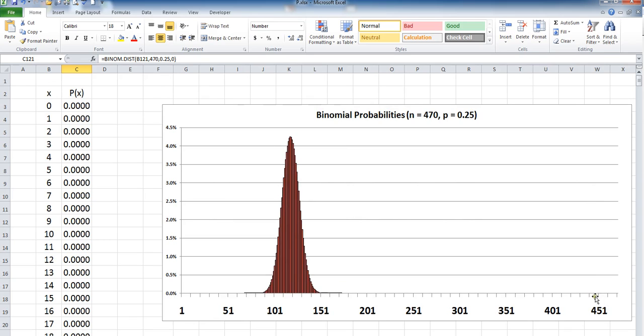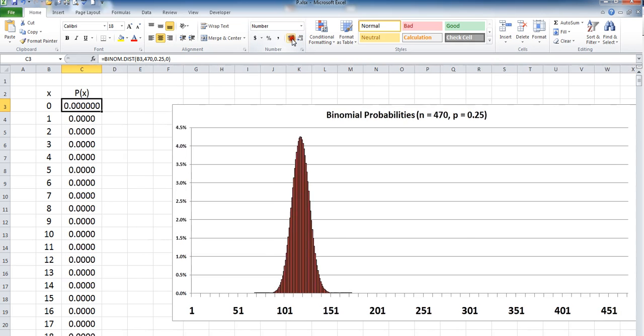Notice there doesn't seem to be anything over here or over here. Now you know there is something there. There is something there because they have to be. This 0 over here is not really 0. Let's increase the decimal on it.